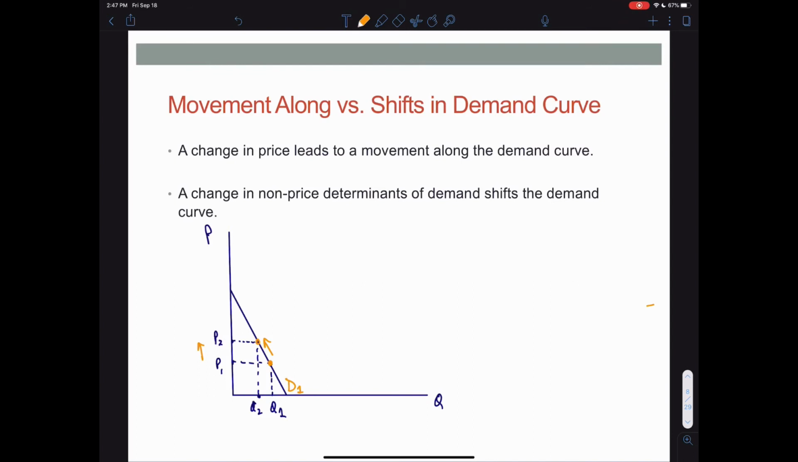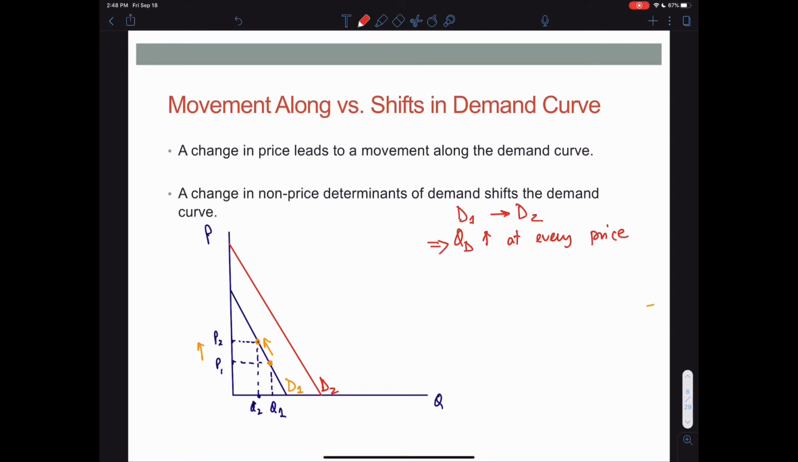However, if there's been a change in one of the non-price determinants of demand, then we will analyze it by shifting the demand curve completely. So we'll have a new demand curve. In this case, I drew a right shift in the demand curve, which is to say that quantity demanded increased at every price. So when demand moved from D1 to D2, quantity demanded increased at every price.